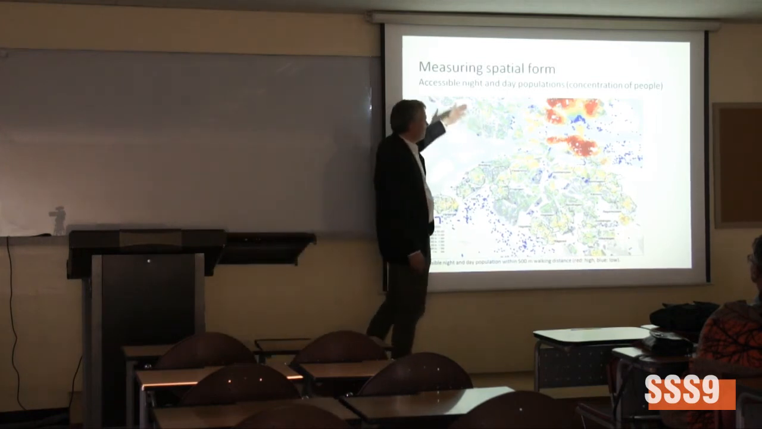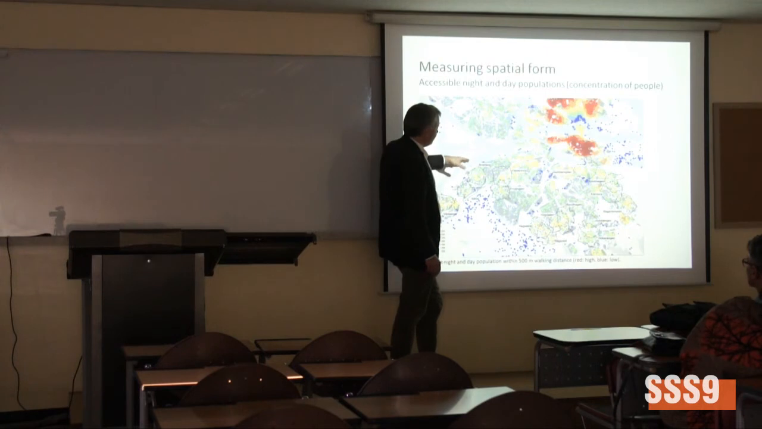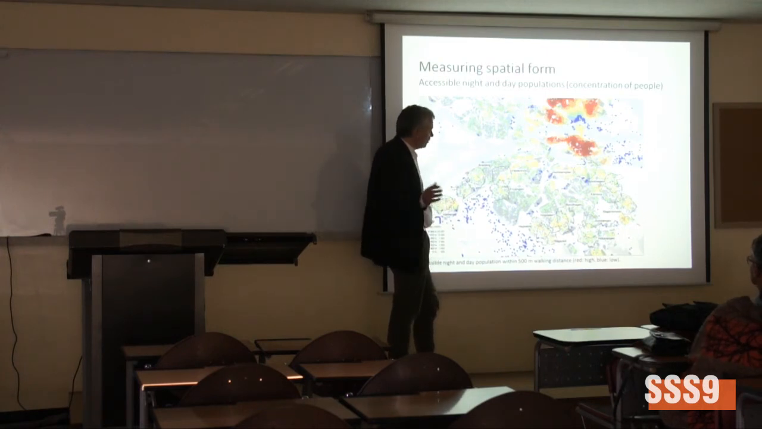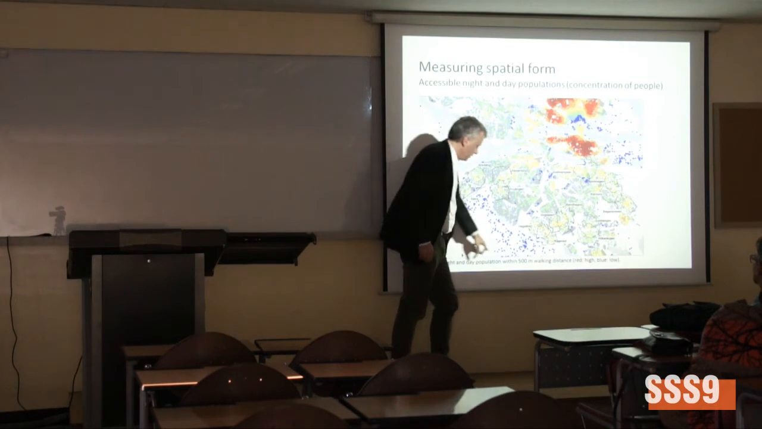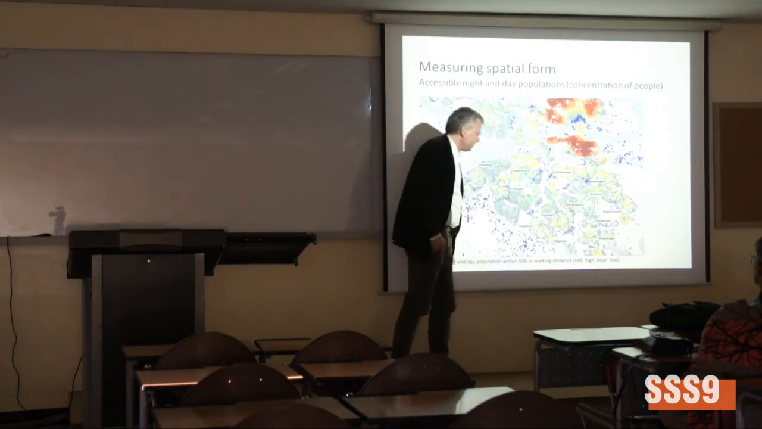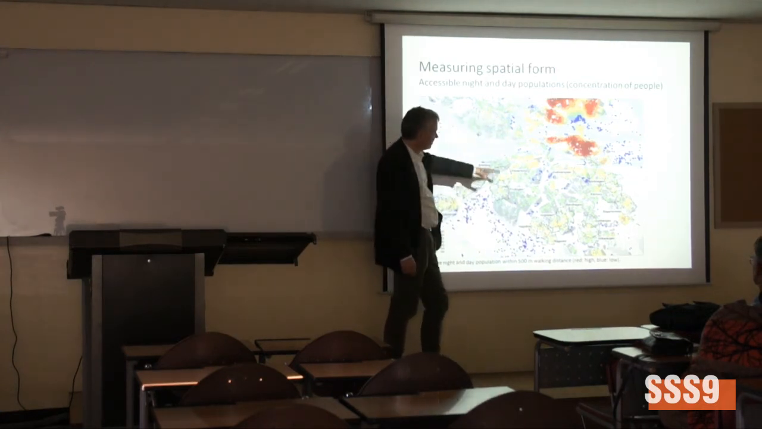And then concentration of people. Then we can do another kind of test using the place and syntax tool again. We put all the residents and all working people, and then we analyze the accessibility to those, in this case within 500 meters walking distance, and we see how they vary.